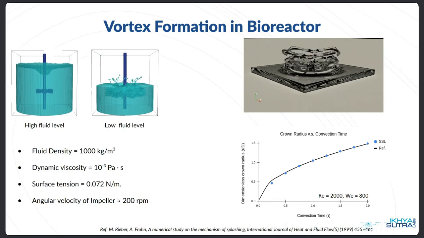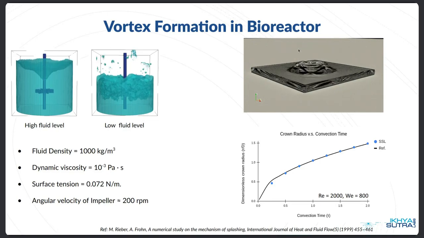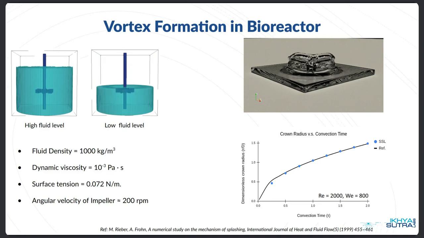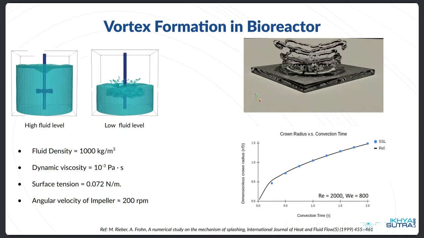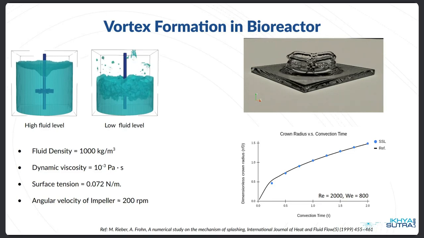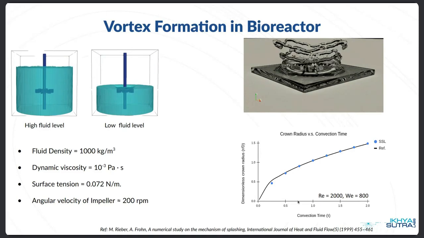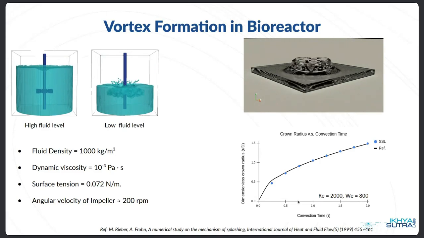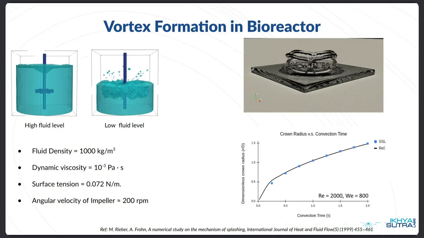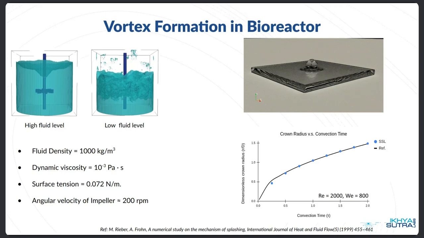So crown radius is the mean radius of this ring that gets formed as the liquid droplet falls onto the sheet, so this is the crown here, and the radius of this crown is what is plotted as a function of time here. As you can see, the crown radius that we get from the simulations at SSL also matches well with the reference that we have available.